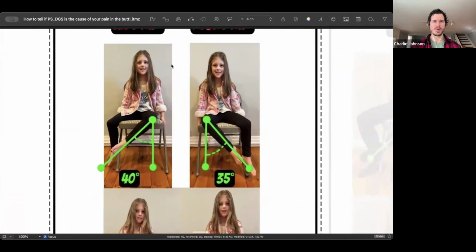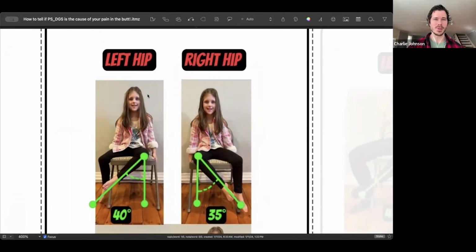So left hip versus right hip. This is my daughter, super cute. Left hip, you can see, just to be clear, her leg is kind of rotating in, but this is actually rotating the hip joint out. It's spinning the hip joint out. So we call this hip external rotation, left versus right.